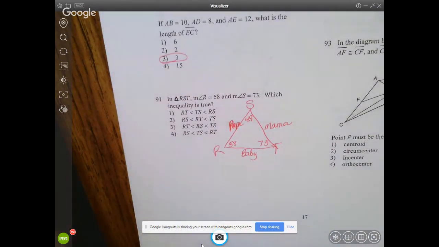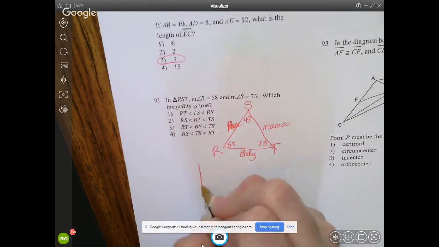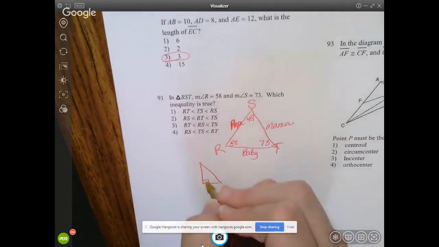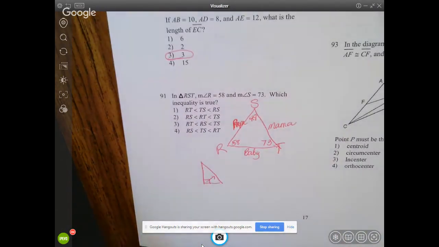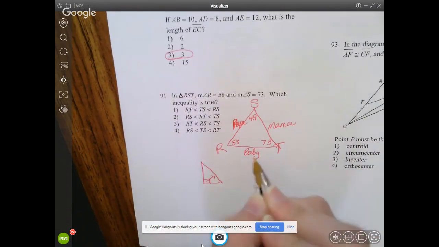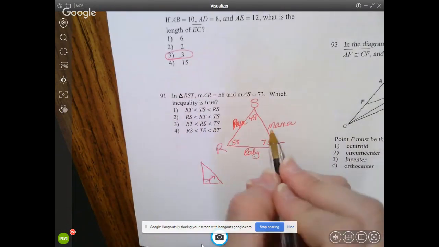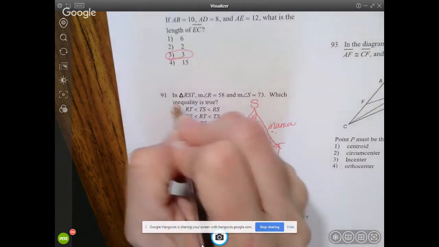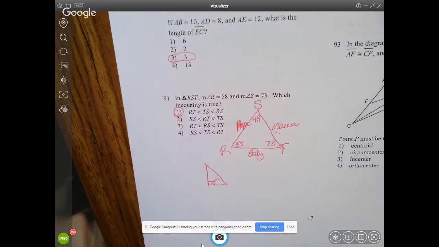Correct. That's the same reason why if we have a right triangle, the hypotenuse is the longest side, because 90 degrees is the largest angle. So now I think, is RT, that's the baby bear, smaller than TS, which is the mama bear? Yes. And is that smaller than the papa bear? Yes. So it's choice 1.